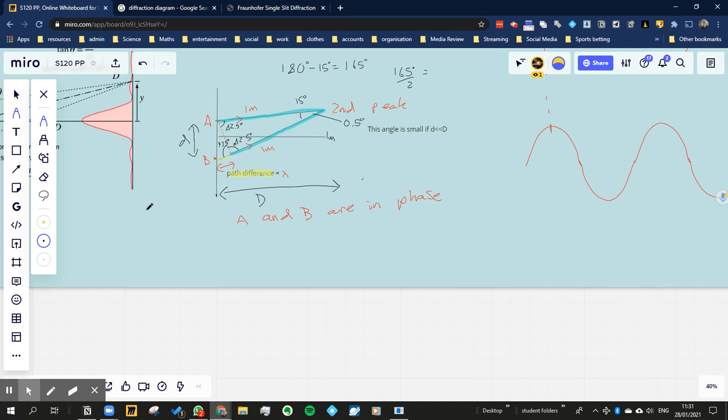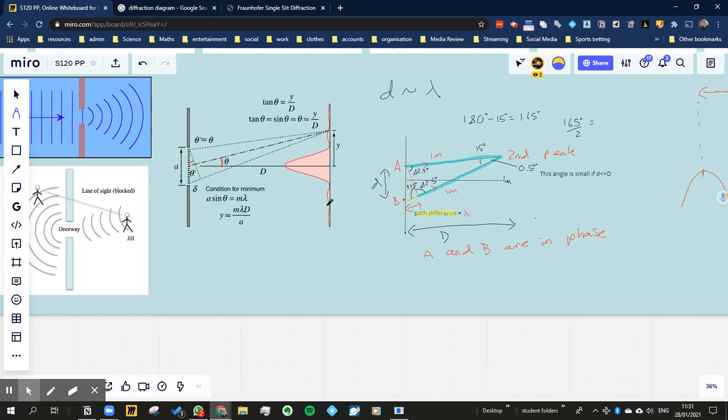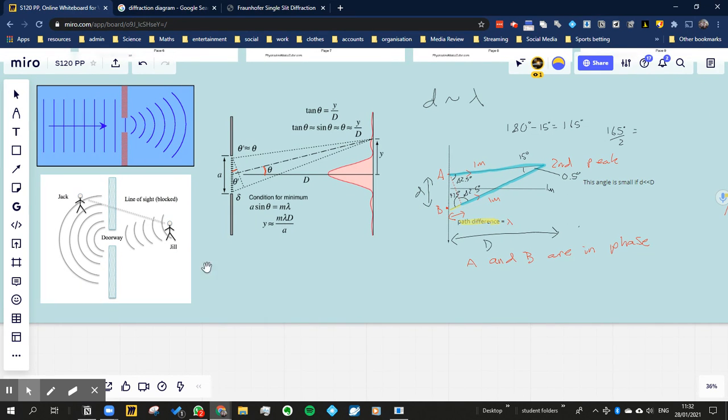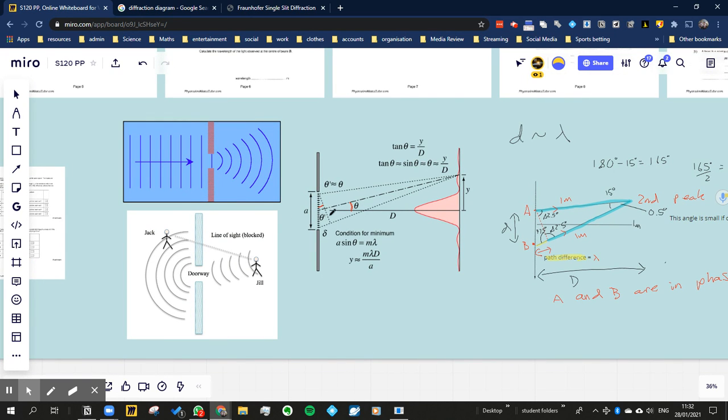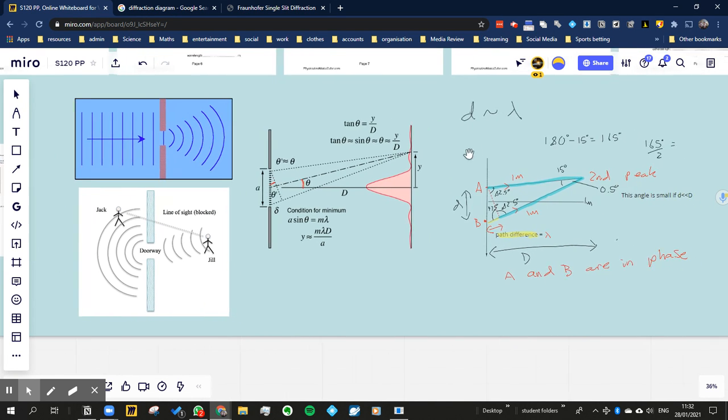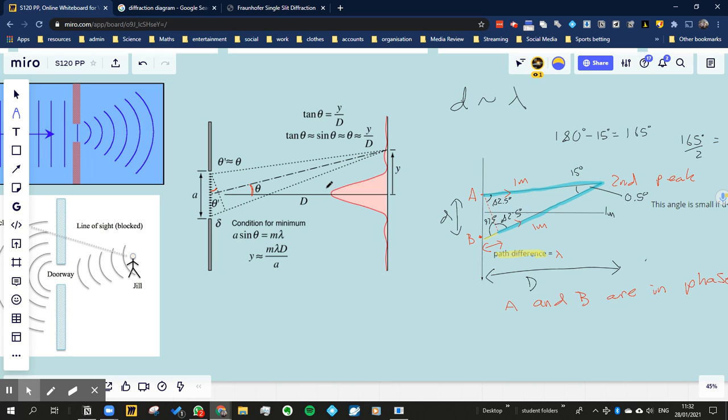So we're trying to understand why we get this sort of pattern with diffraction. If you've got a slit and we are shining a light, or any kind of wave, through that slit, we find that it spreads out like this. It spreads out like this if the gap, little a, is approximately equal to the wavelength, or about the size of the wavelength or less. Then you end up getting this pattern here.